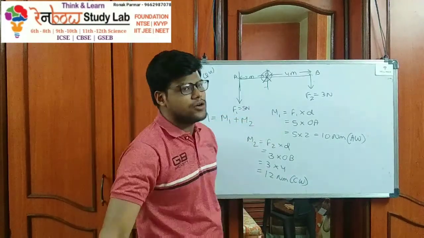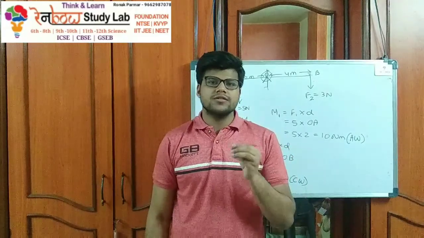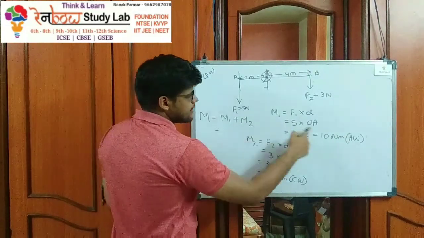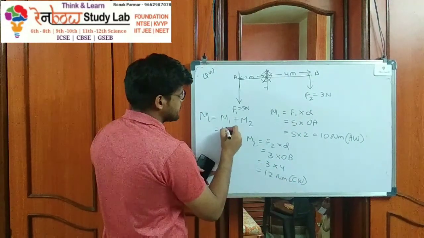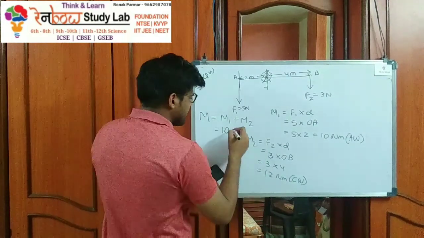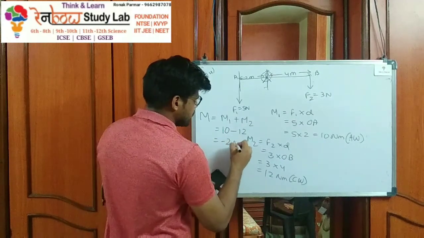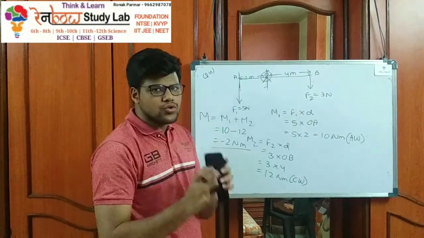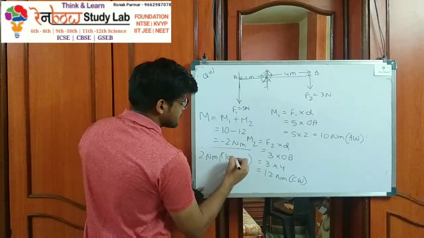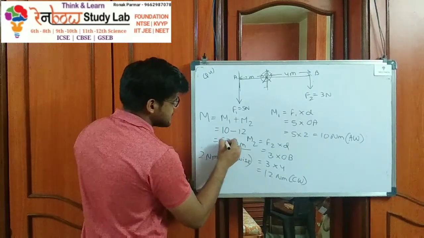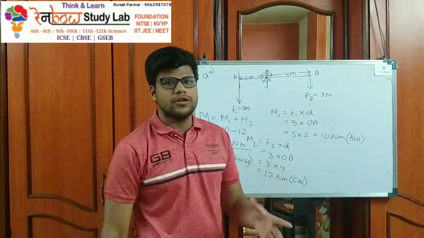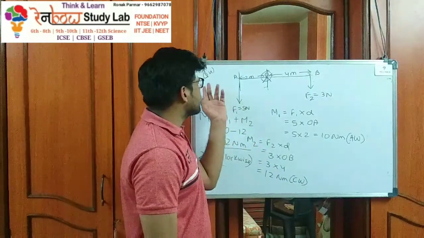Now I have already told you that anti-clockwise is considered positive and clockwise negative. So M1 is anti-clockwise, so positive, and M2 is clockwise, so negative, minus 2. So the answer is minus 2 Newton meter. You can write minus 2 Newton meter, or you can write 2 Newton meter and in brackets write clockwise. Because this minus is indicating the direction, instead of writing minus you can also indicate the direction in brackets. Okay, so this was question number 4.